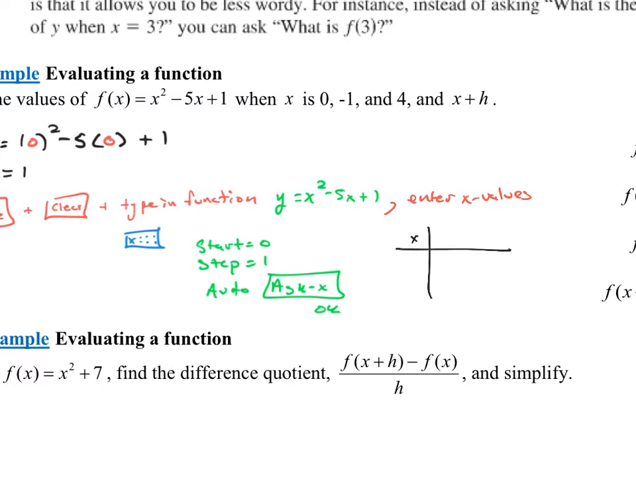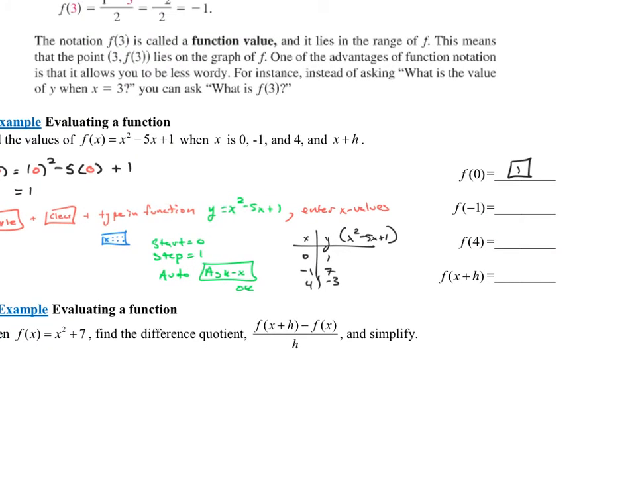So let me show you what this looks like. You have a chart, it says x and then it has y, and remember, we got y by plugging it into x squared minus 5x plus 1. When I plug in 0 and I hit enter, it immediately tells me my y value is 1. When I plug in -1 and hit enter, it tells me my y value is 7, and then when I plug in 4 and hit enter, it tells me my y value is -3.